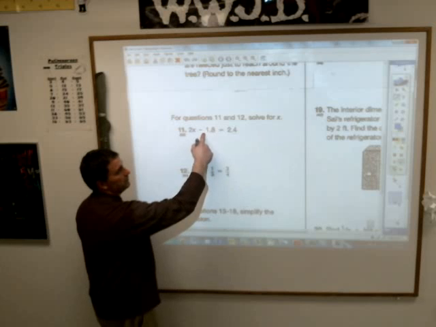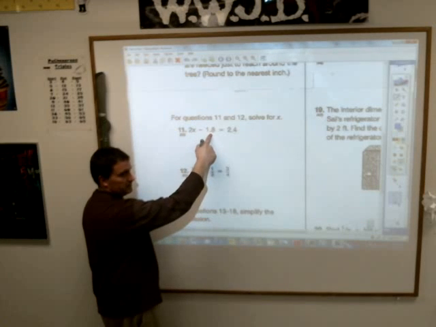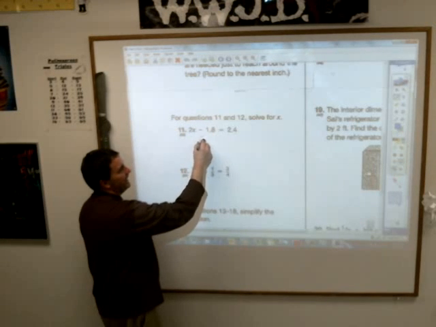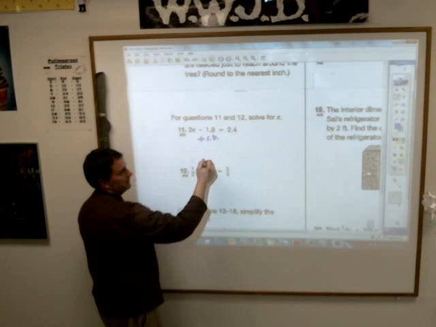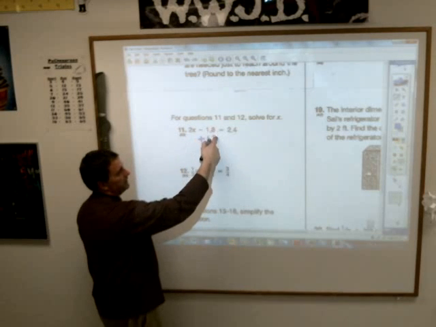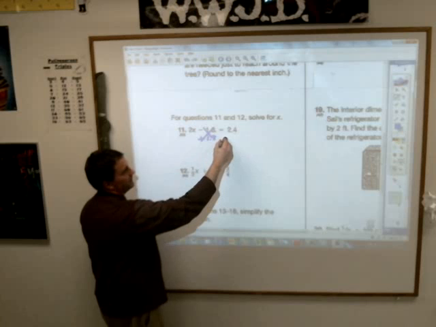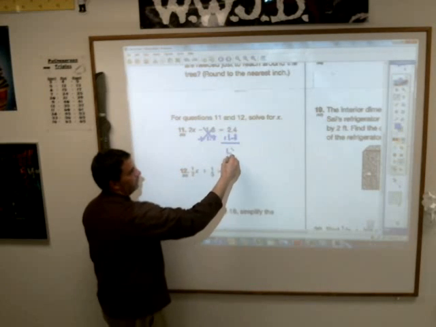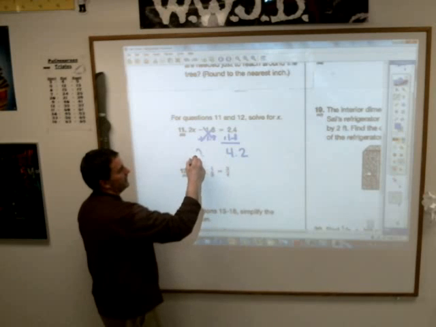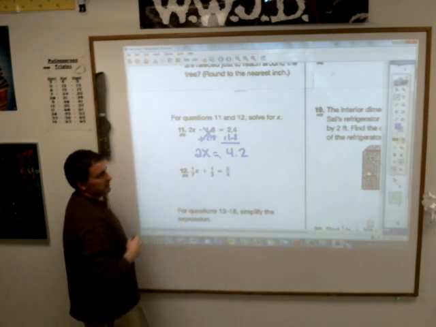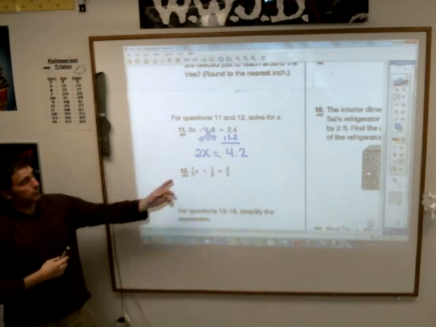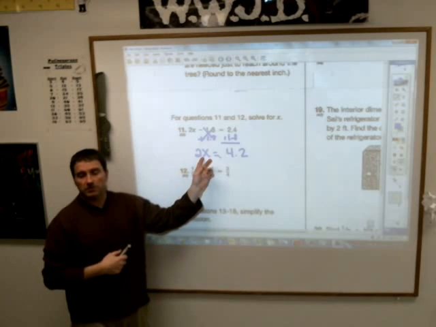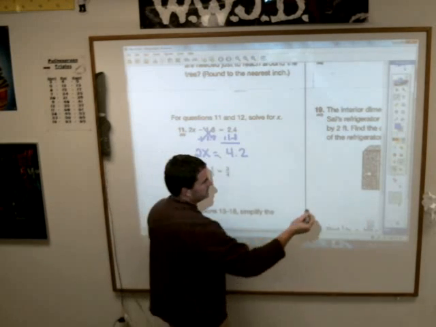So the first thing I'm going to do is get rid of the minus 1.8 by adding 1.8, because when I take a minus and a plus, it goes away, but I have to add 1.8 here. When I add those, I get 4.2. Now I have 2x equals that. This is 2 times x. The opposite of multiplication is division.